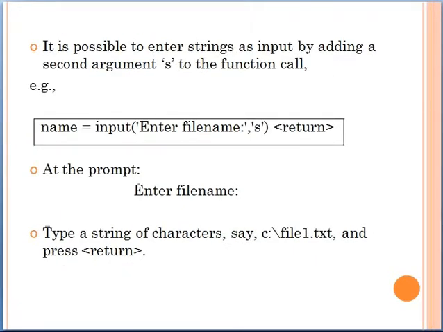You can also enter the string as input. A string means alphabets or words, whatever you want to give as input, by adding a second argument, that is s, to the function call. Here is a syntax or example for it. Name equal to input in bracket, enter file name, comma s. Now at the prompt you will get the enter file name as the output, and after that you can type the string.